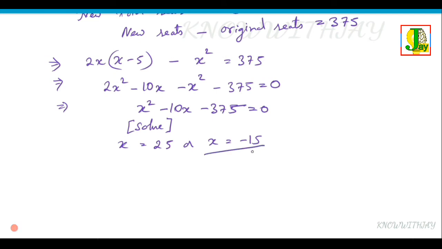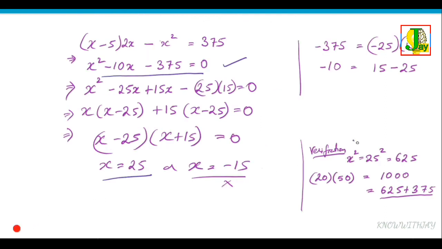So the number of rows cannot be negative. Number of rows equals 25, discarding the negative one. So here is the verification part, in case you want to go through it.